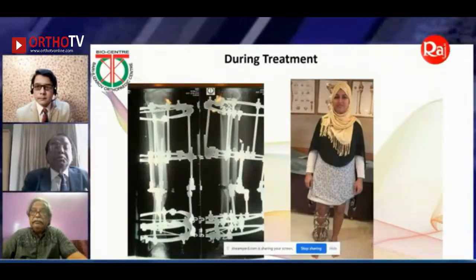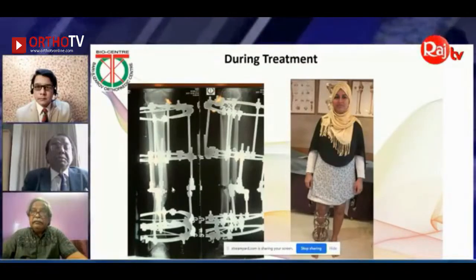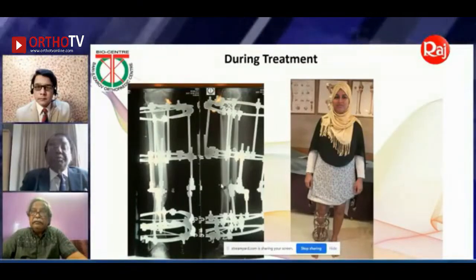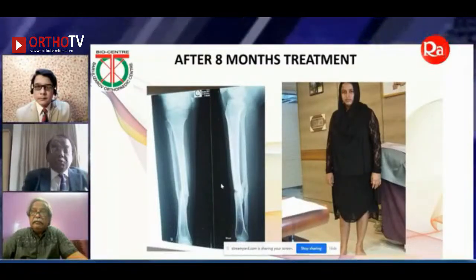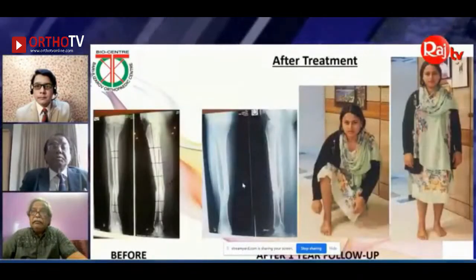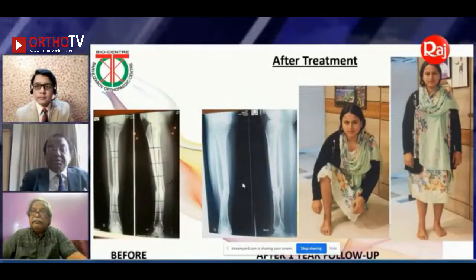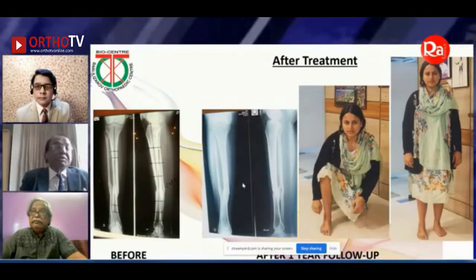One ring, two rings, and these are the hinges. I've done the osteotomy at the true apex of the deformity, and gradual distraction. And finally, you can see the recurvatum after 8 months follow-up. So this is the final follow-up. You can see here from this way to that way. And this is how we can go for correction with the Ilizarov.